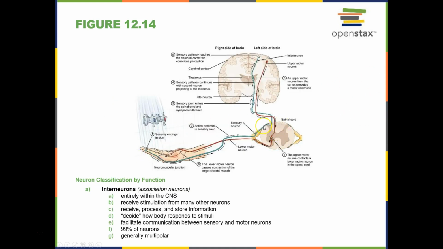The CNS is where integration occurs. So CNS can be in the spinal cord or in the brain. It receives information and determines what has to happen. So how do we respond to the information that was given? These are almost always multipolar neurons, and this is where the majority of our neurons are found.